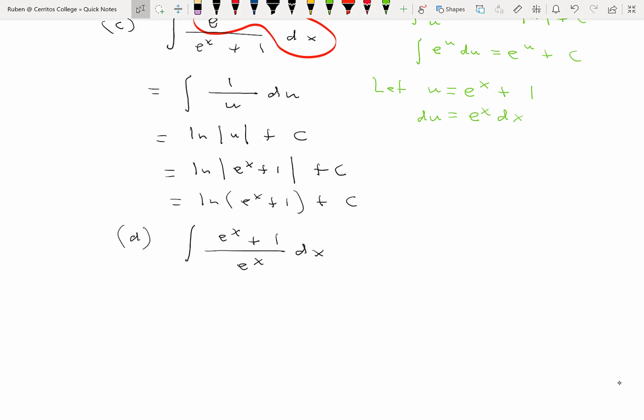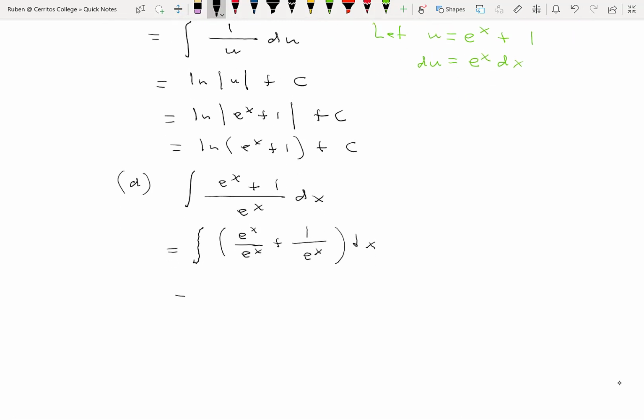So what are your impressions right now? If you're following along and really looking at this and not just viewing this passively, what do you think I should do here? What can I do? Well, we could separate the function into the sum of two functions, e to the x over e to the x, which we could not do with the previous example, and 1 over e to the x. This is perfectly fine.